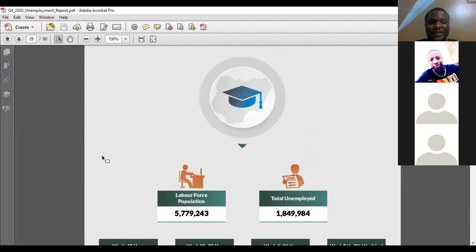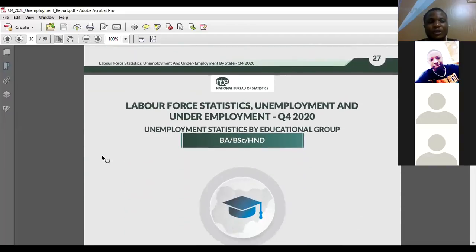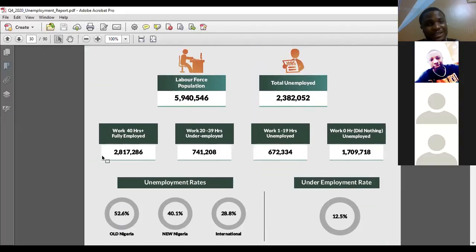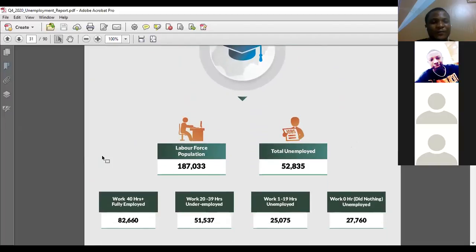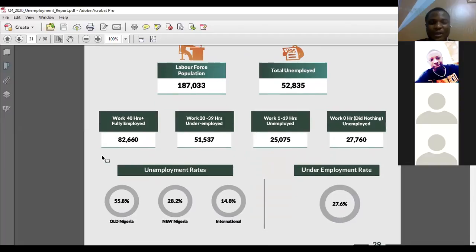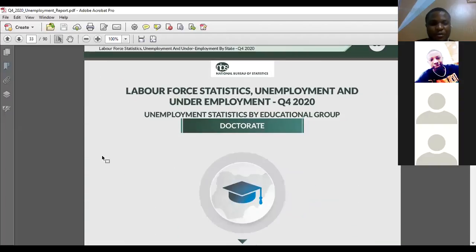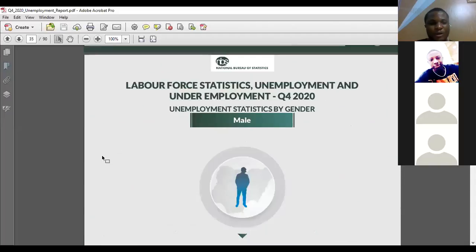Those that have NCE, OND, and have nursing, look at the unemployment, 32%, that's still okay. Those that have BSc, HND, and all of that, 40%. You see that you people that are still in year one, those that already have certificate, 40% of them don't have job. Then those that are into technical, they are professors, 28%. You see, very low. Those that have masters, 27%, still low. Those that have PhDs, 16%, very low. Then we have others, okay?